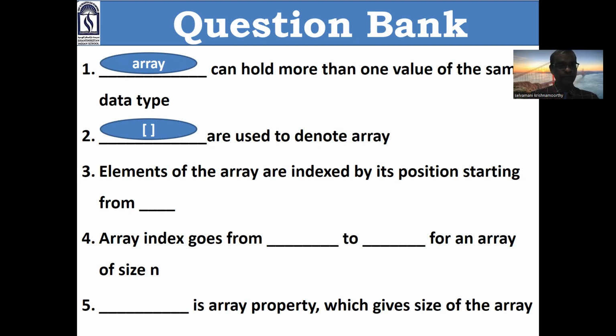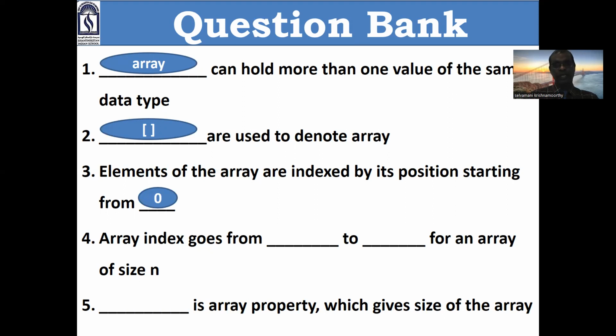Try question number 3. Elements of the array are indexed by their position starting from dash. Yes, you are right. 0. So elements of the array are indexed. It may be index, it may be position, or it may be location. Elements of the array are indexed by their position starting from 0.